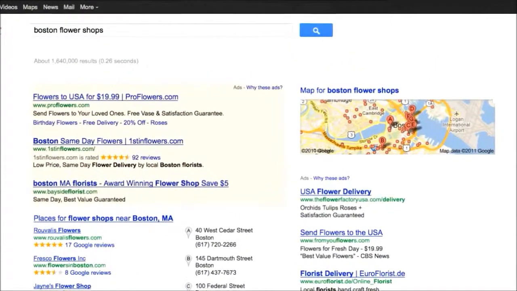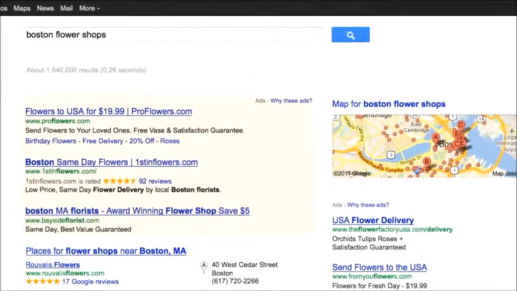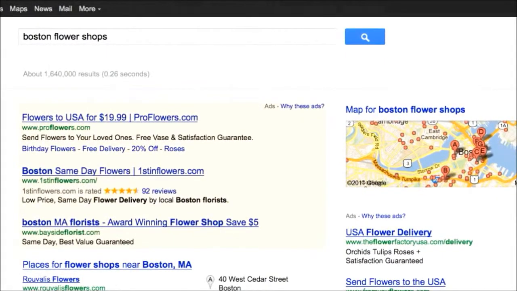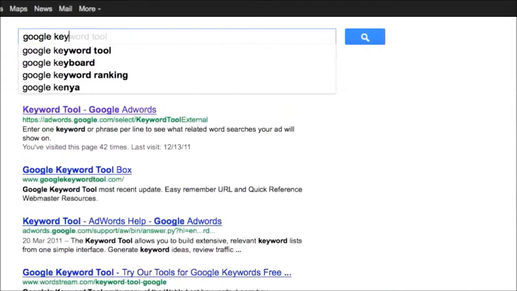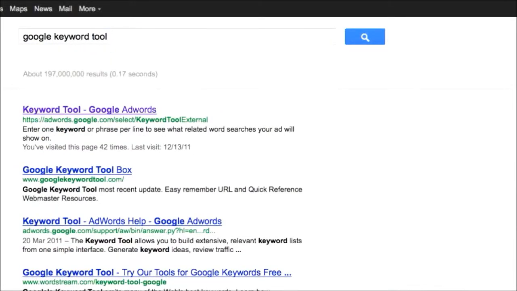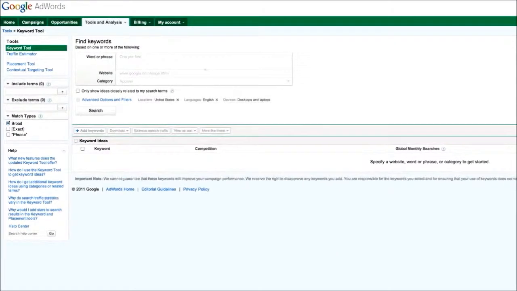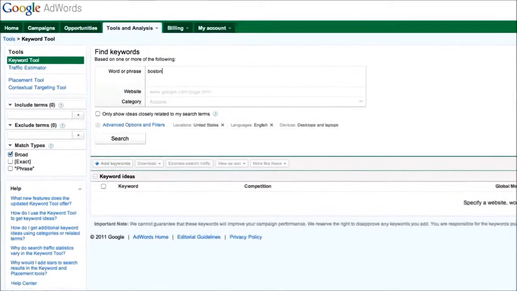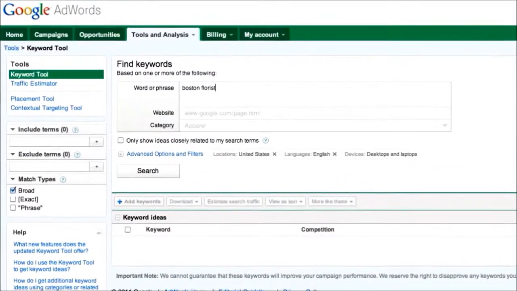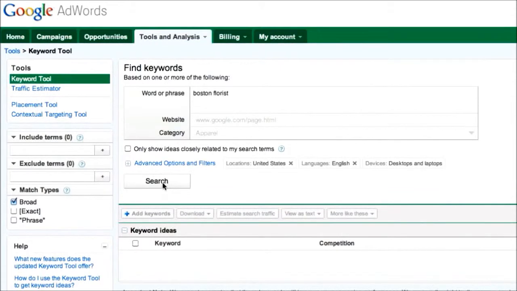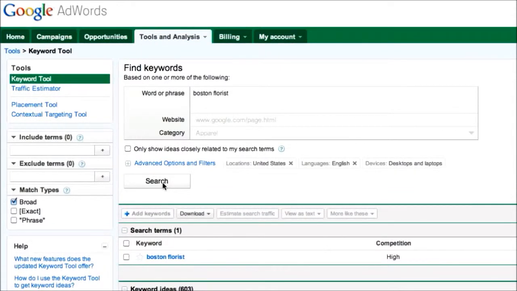This is where the Google AdWords keyword tool is so vital for the next step. With this keyword tool, in fact, to find it, let's Google it. Okay. Here we are at the opening interface of Google AdWords. Let's say we're this florist in Boston, so let's start with the words Boston florist. Now let's look at what Google tells us.